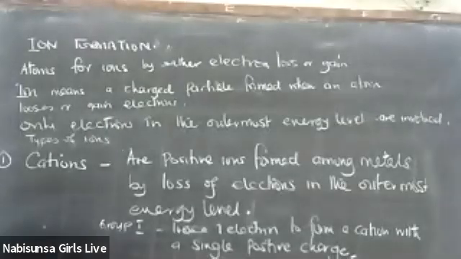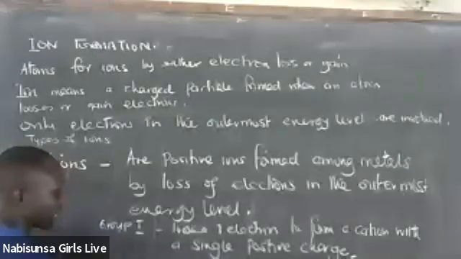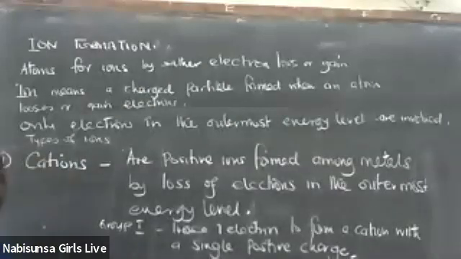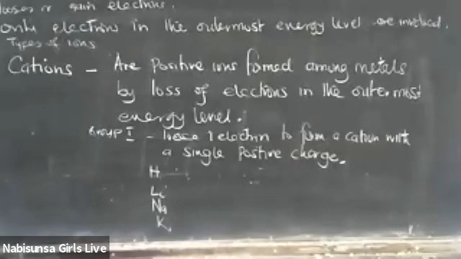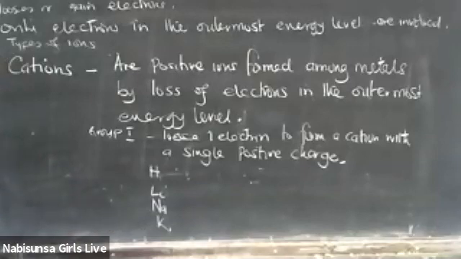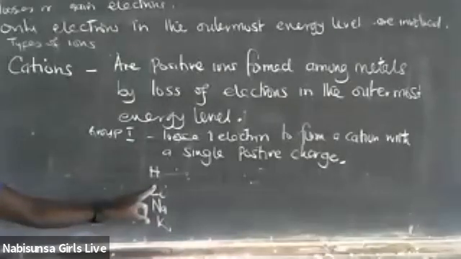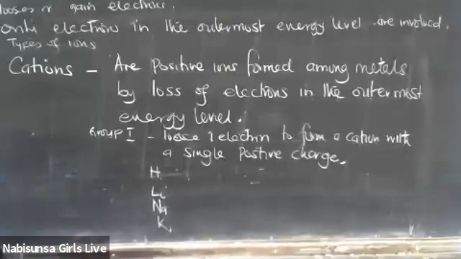So you go back to the periodic table. What are the examples here? Hydrogen, lithium, sodium, potassium, those group 1 elements. What you will do for me is write the formula of the element, its electronic configuration, and therefore the formula of the ion and its electronic configuration.